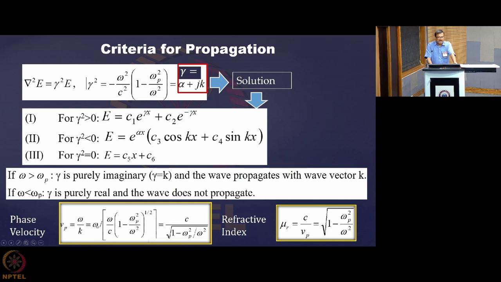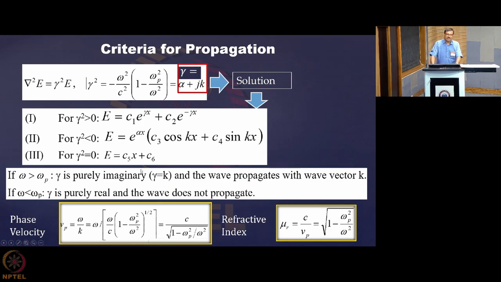So if you divide omega by this wave vector, then you get that the phase velocity is c by root over 1 minus omega p square by omega square. And the refractive index, you know the formula, it is just the speed of light divided by the phase velocity in the medium. So it comes out to be root over 1 minus omega p square by omega square.